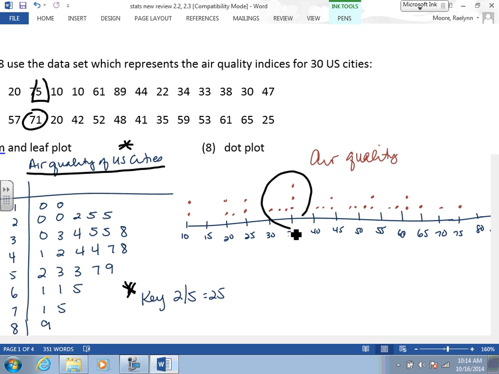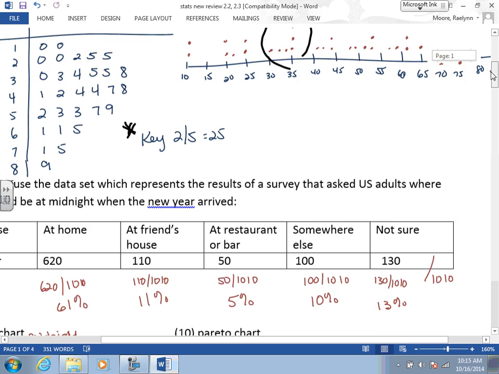Remember to give them titles. You need to have titles on any of your graphs, circle graphs, pie charts, whatever you want to call them. They have to have a title. Every graph has to have titles. Okay, stop me if you have any questions.